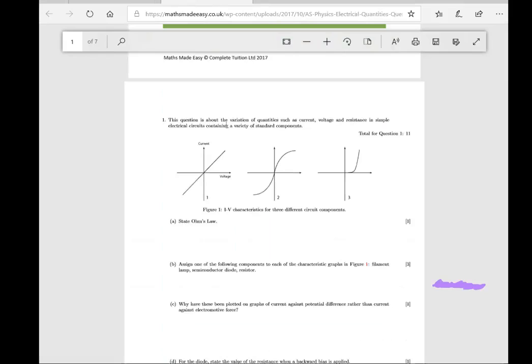The question is about the variation of quantities such as current, voltage, resistance in a simple electrical circuit. I wonder what questions my school will give in my exam.